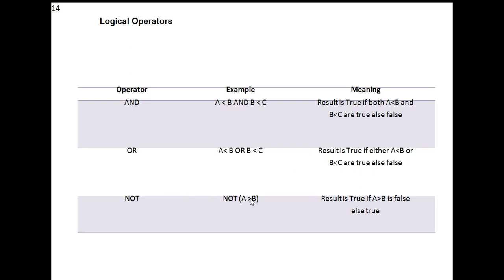Not, we have NOT also: NOT of a greater than b. So if the result of a greater than b is true, then it will become false. If the result of a greater than b is false, then it will become true. So vice versa. So these are the logical operators: AND, OR, and NOT.